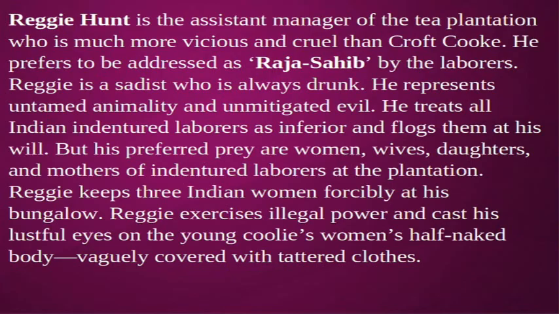Reggie Hunt is the assistant manager of the tea plantation, who is much more vicious and cruel than Croft Cooke. He prefers to be addressed as Raja-Sahib by the laborers. Reggie is a sadist who is always drunk. He represents untamed animality and unmitigated evil. He treats all Indian indentured laborers as inferior and flocks them at his will. But his preferred prey are women, wives and daughters and mothers of indentured laborers at the plantation. Reggie keeps 3 Indian women forcibly at his bungalow. Reggie exercises illegal power and casts his lustful eyes on the young coolie's woman's half-naked body, vaguely covered with tattered clothes.